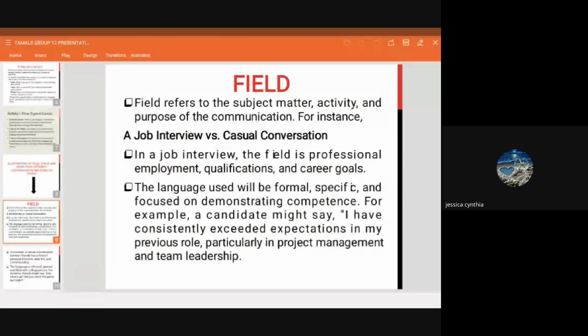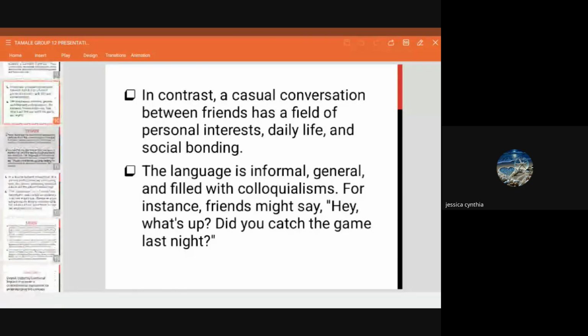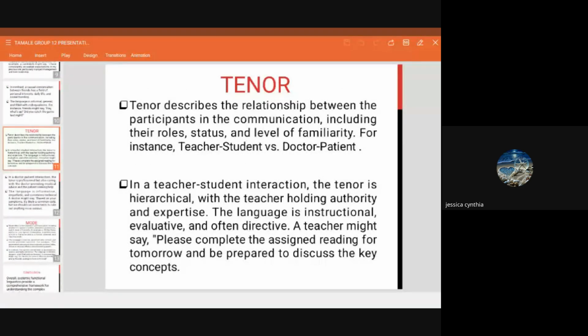So this is a job interview where someone is being interviewed. This is the language the person might use. Now, if you compare that to the casual conversation, you see that the language structure is different. This one is formal, this one is informal. So that is the field. Now let's look at the next aspect, which is the tenor.